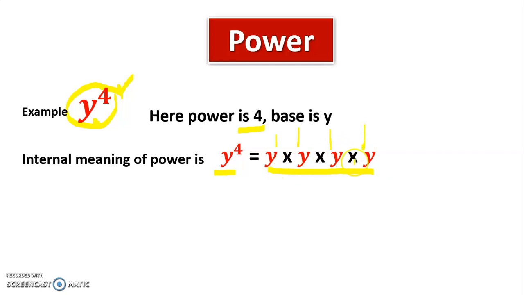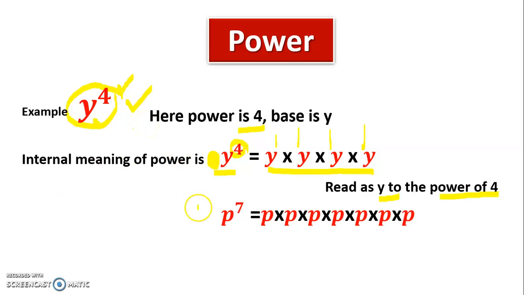When multiplication is there, you should write it in the superscript place. When adding is there, you should write it beside the variable. That is the coefficient place. Okay, so we can read it as y to the power of 4. Y power 4. Simply we can read it as y to the power of 4.